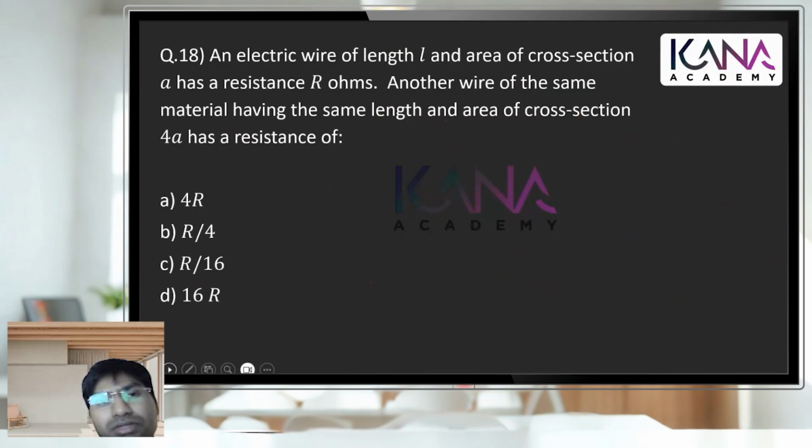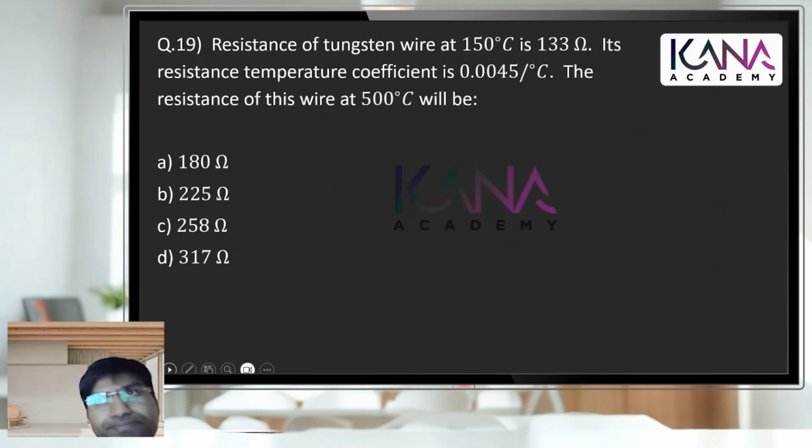There is an electric wire of length L and cross section A, with some resistance. Another wire of the same material has the same length, and the area becomes 4 times. What will its resistance be? Same formula, R is equal to rho L by A. R dash becomes rho L by 4 times A, so this is nothing but R by 4. So it's very straightforward.